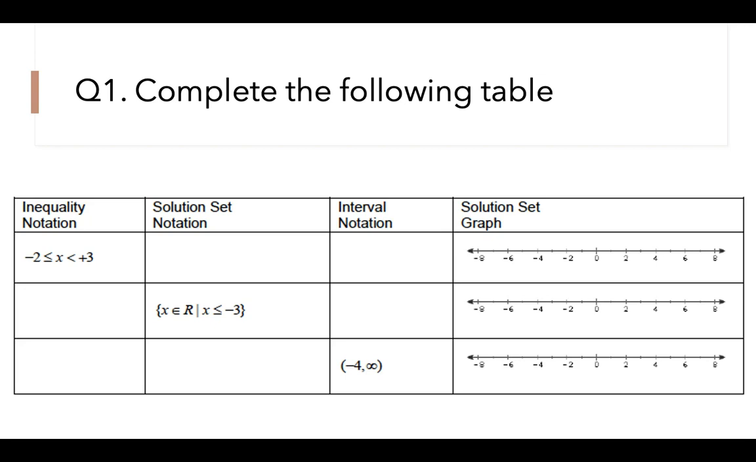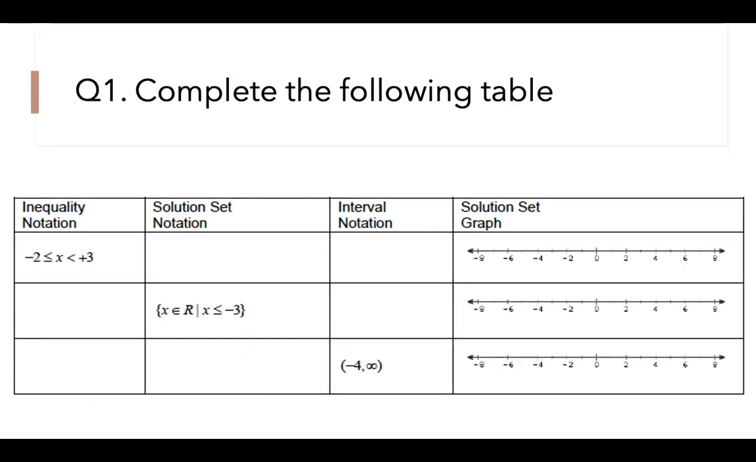So complete the following table. We're given 4 different categories: inequality notation, set notation, interval notation, and you should be able to graph the solution. So let's get started with the first one.